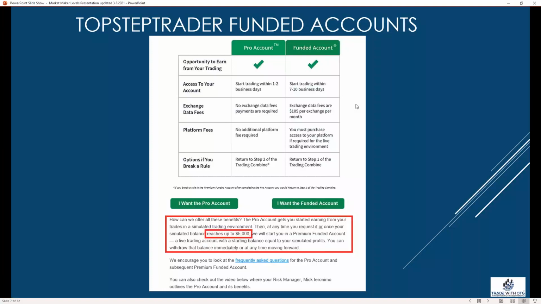Or you can go straight from passing step 2 into the premium funded account. However, when I talk to traders about the process they should go through, I always recommend that they go into that pro account versus directly into that funded account. It's just a little bit less pressure. It's simulated profits. So if you get simulated fills, then those simulated fills go towards real profit numbers for you at the end of the day. And there's just a ton of advantages to going that direction.